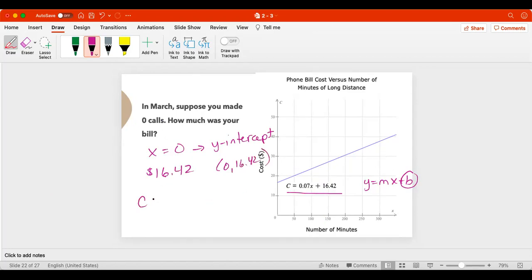But you can also plug in 0 into that cost equation and you'll see this piece goes away and you're left with 16.42.